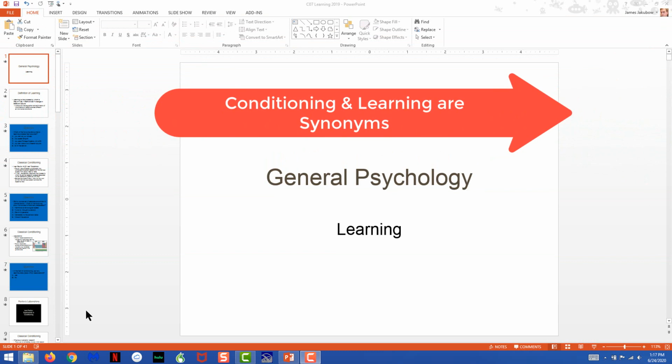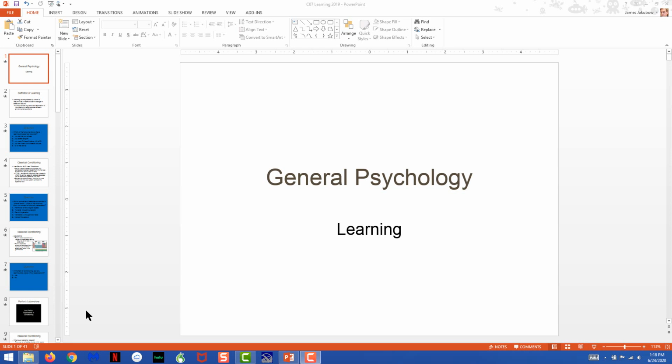Conditioning is the technical term that refers to the manner in which a person or organism acquires associations in the environment between stimuli and responses. It's a bridge between basic neurophysiology that we learned about back in Chapter 2 and the much broader aspects of social psychology that we'll be talking about at the end of the semester.